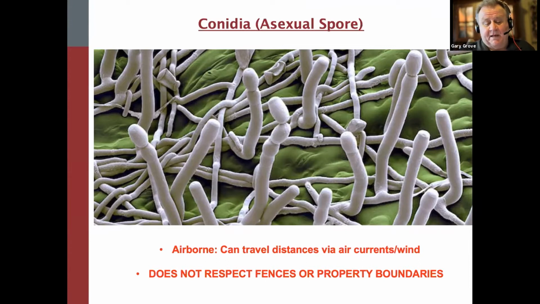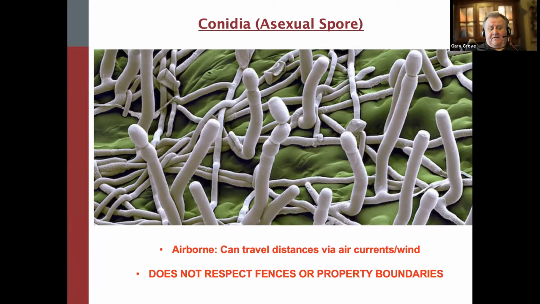And keep in mind, this is a very highly magnified drawing, but you can have probably 500,000 conidia produced in any 24-hour period in a piece of leaf tissue that's the size of a quarter. So these spores, once the disease gets rolling, are produced in profusion. They're airborne. They can travel distances via air currents and wind.